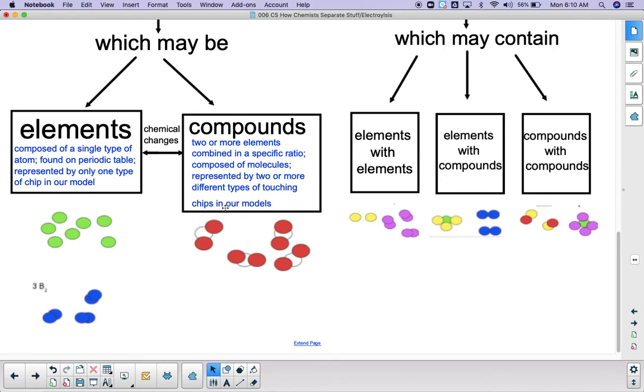Our compounds consist of 2 or more elements combined in a specific ratio. Within our models, these consist of collections that have only one single type of particle. This particle contains 2 reds and a white, but every one of those particles is identical. In order to qualify as a compound, the particles have to contain more than one type of element.